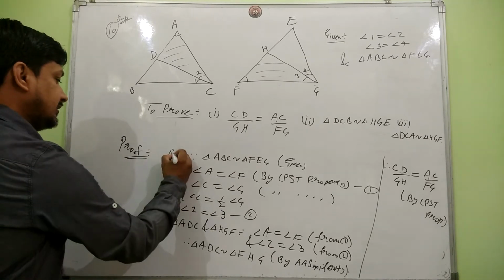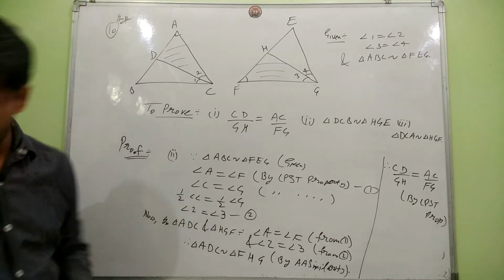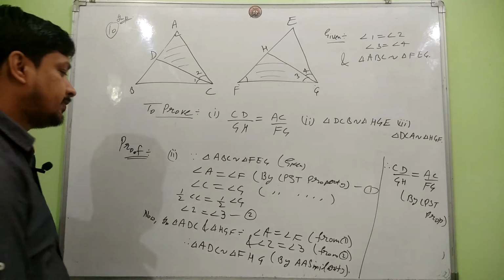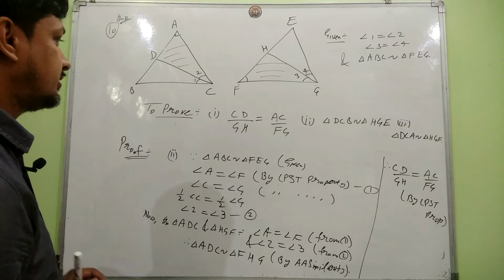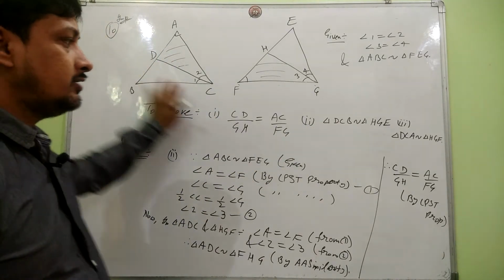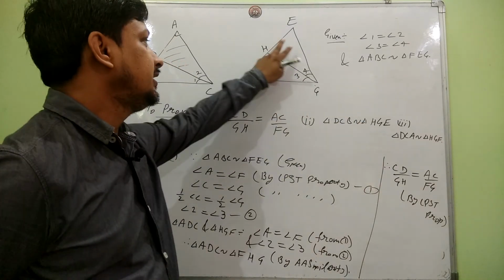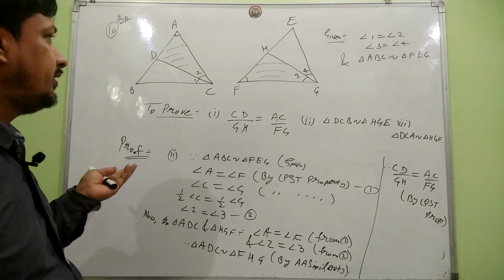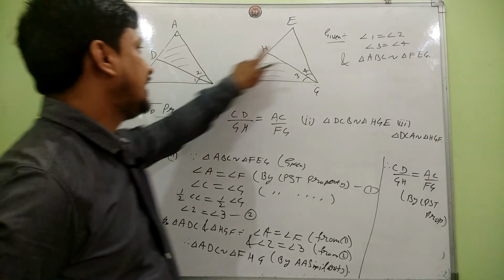Now I am starting the second part from here. The second part is just the same as the first part, but we have to make some changes. We want to prove triangle DCB, the unshaded triangle, to be similar to triangle HGE, this unshaded triangle. So what angles do we need here? Angle B and angle E.